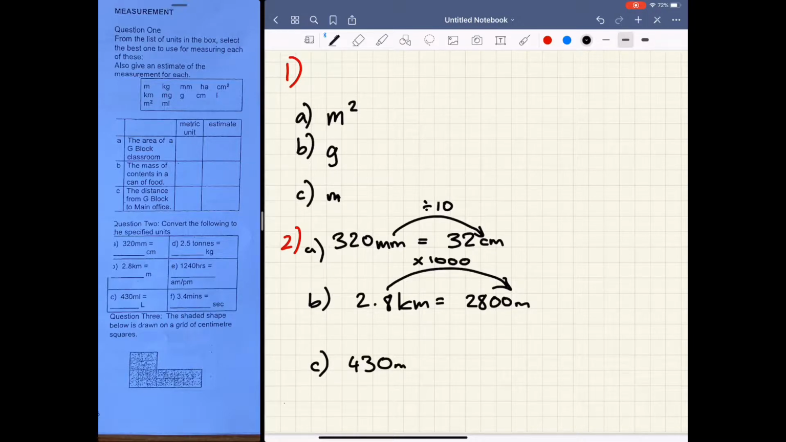C, 430 milliliters equals how many liters? We have to convert milliliters to liters. It would be divide in this case, because we're going from a smaller unit to a bigger unit, so we have to divide by 1,000. So 0.43. Same thing. Okay.